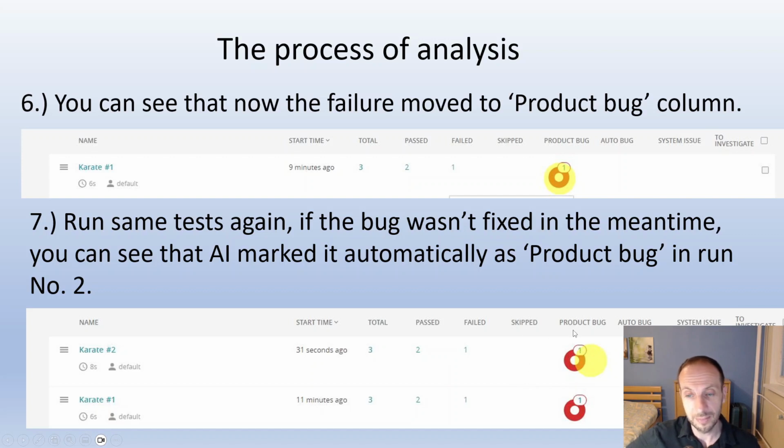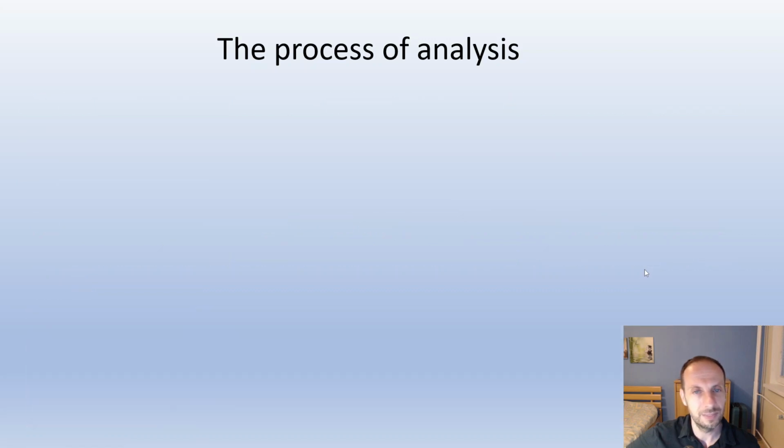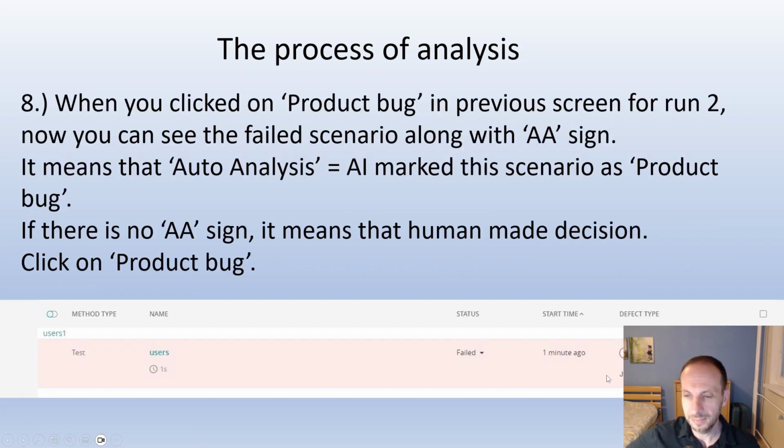And now let's click on this Product Bug in run number 2. What can we see there? We can see this AA sign or mark. It means that auto analysis was done. So this decision was not made by a human but by AI. And yes, at the beginning it was a human decision, but this one was made by AI according to the human decision.